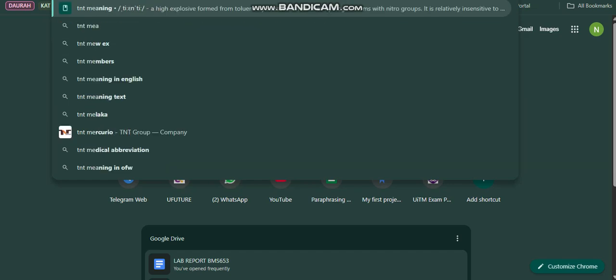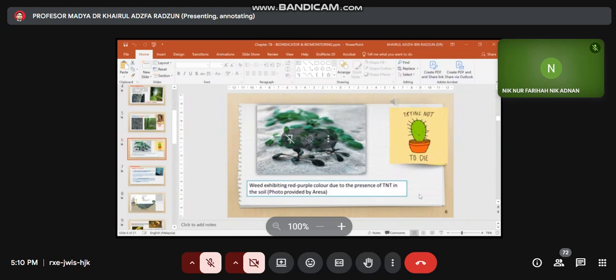So this TNT is actually a chemical that is dangerous. It is a chemical that we can make into a bomb, okay. If you have watched the Roadrunner cartoon, the coyote is trying to chase the runner. The coyote wants to eat the runner, and the runner will try to kill the coyote by using TNT, in the form of a bomb. So yes, this TNT is very dangerous to be exposed to the environment.